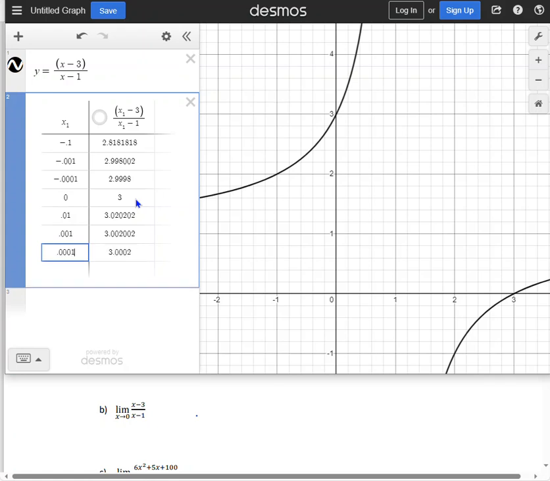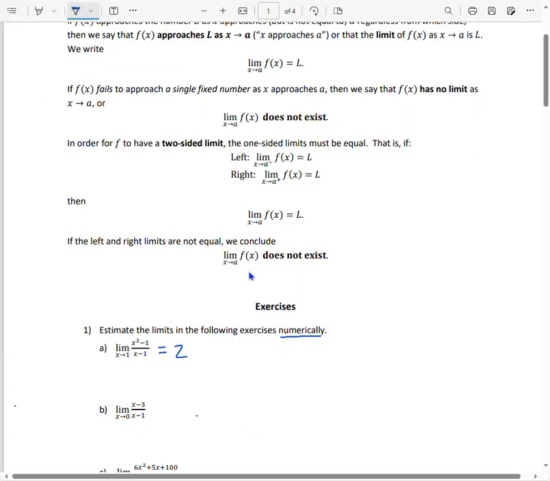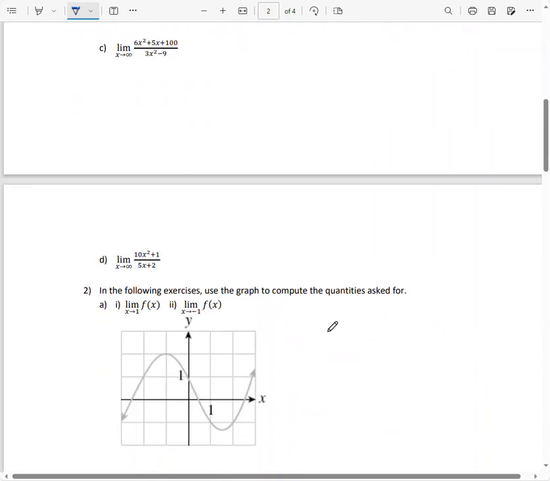But this is one that we could just substitute in and find the value. So if we could just substitute and find our 3, why not do that? A little harder, right?